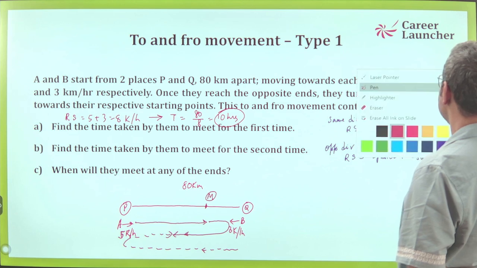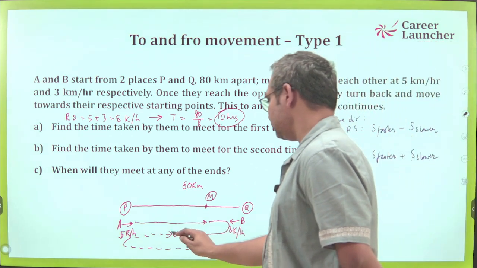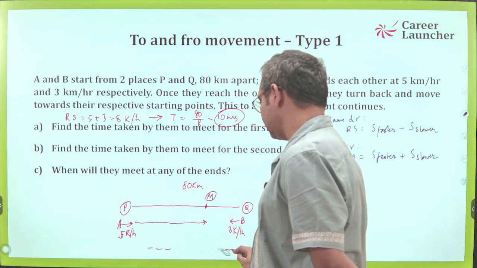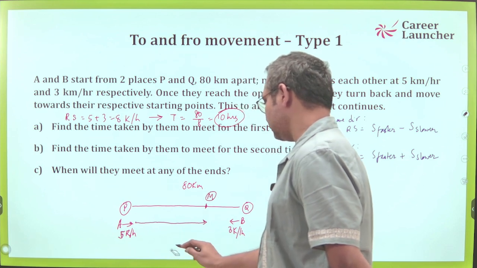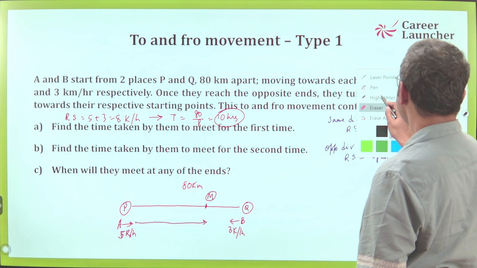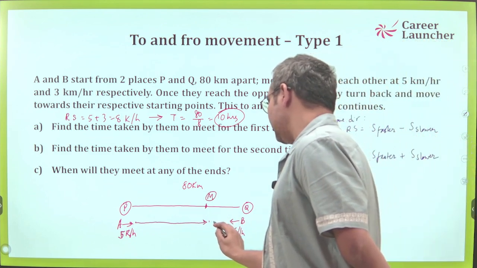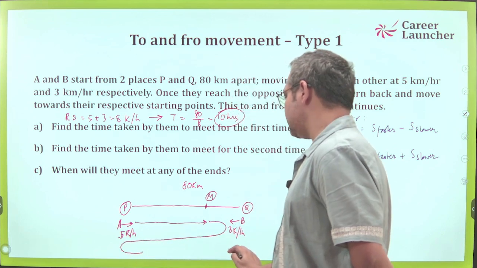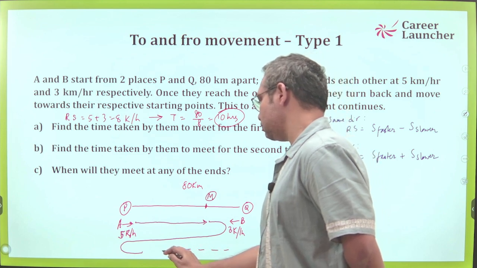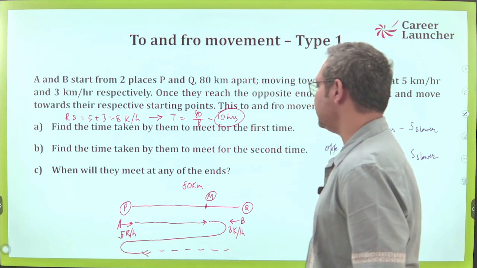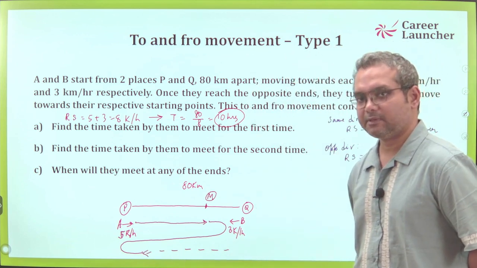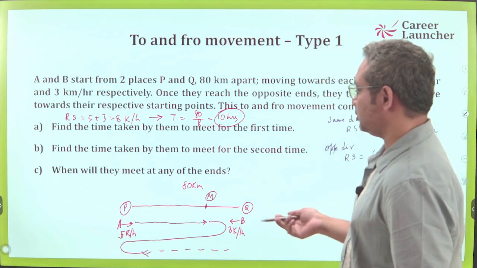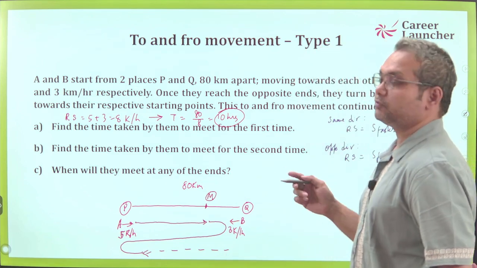What else could be a possibility? The other possibility could be that A goes all the way, turns back and also goes back, but because B is so slow, he just manages to reach till here. He has not even completed one complete lap, whereas A has completed once, then comes back and then turns back. So that could also be a possibility. Now we don't know which one of the two cases it is.